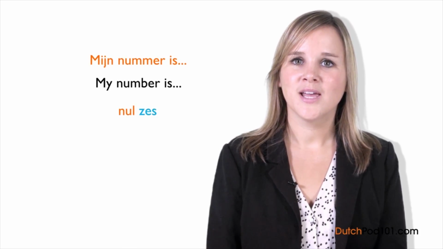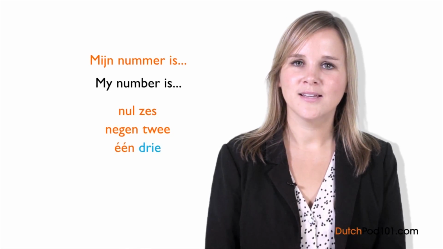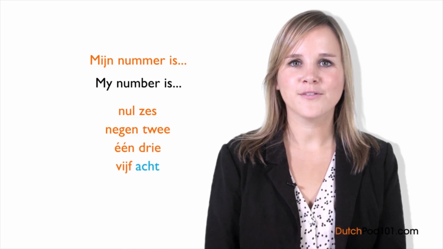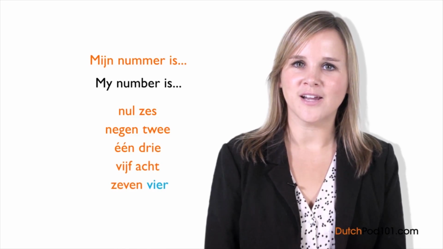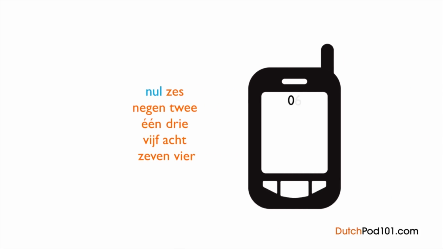Mijn nummer is 0, 6, 9, 2, 1, 3, 5, 8, 7, 4. Can you read it by yourself? 0, 6, 9, 2, 1, 3, 5, 8, 7, 4. Perfect! Now it's time for Marlene's insights.